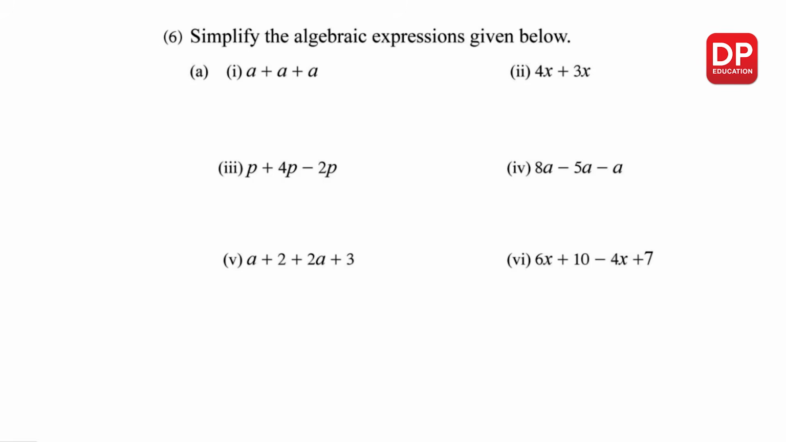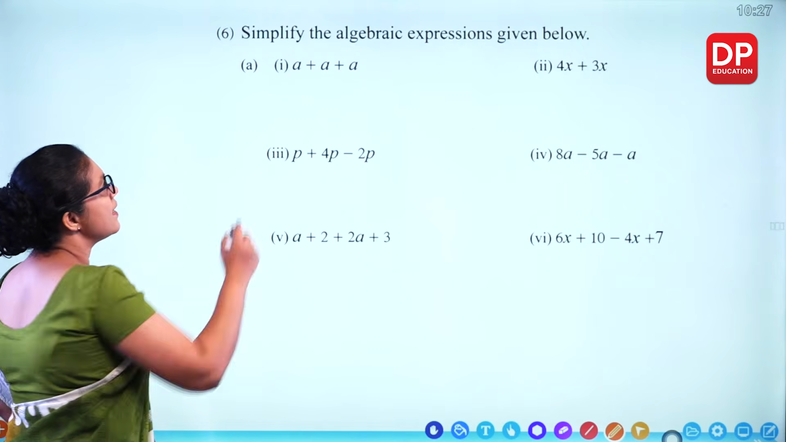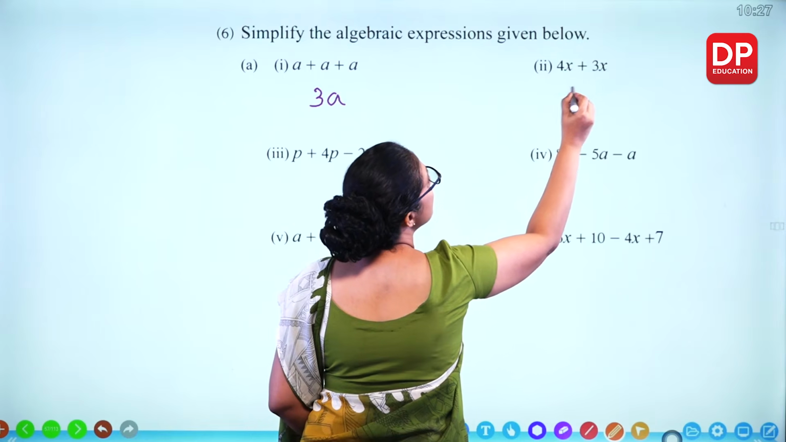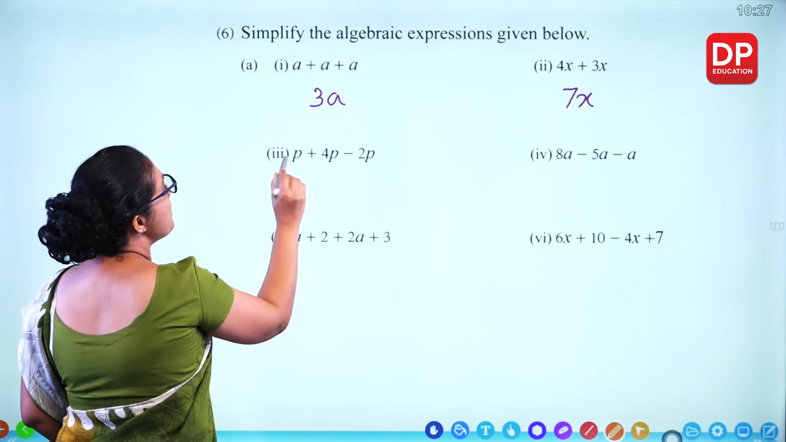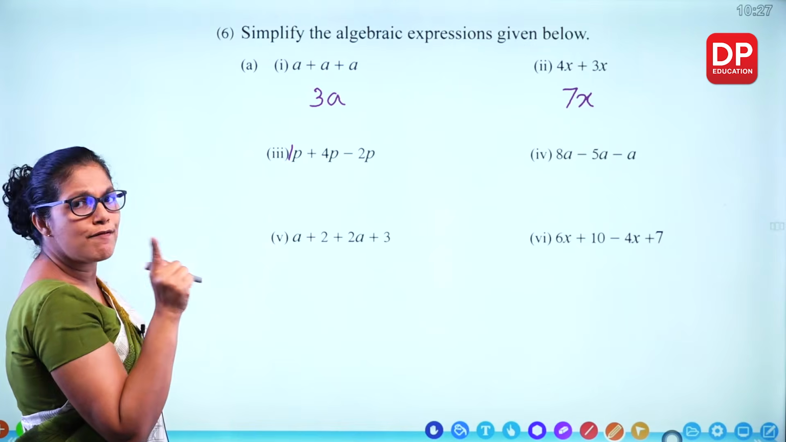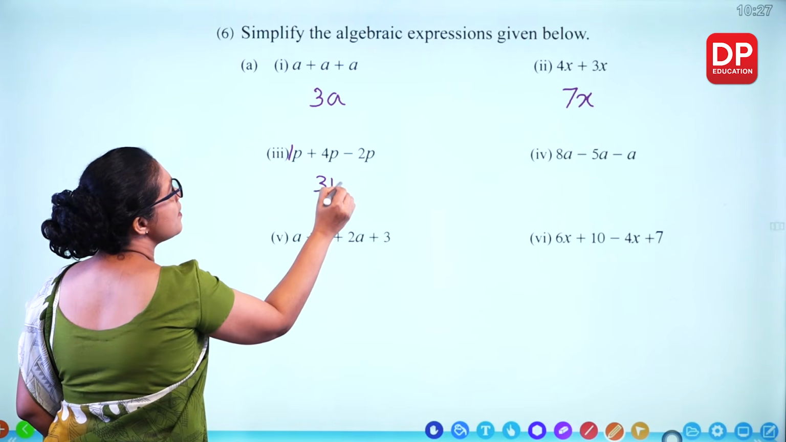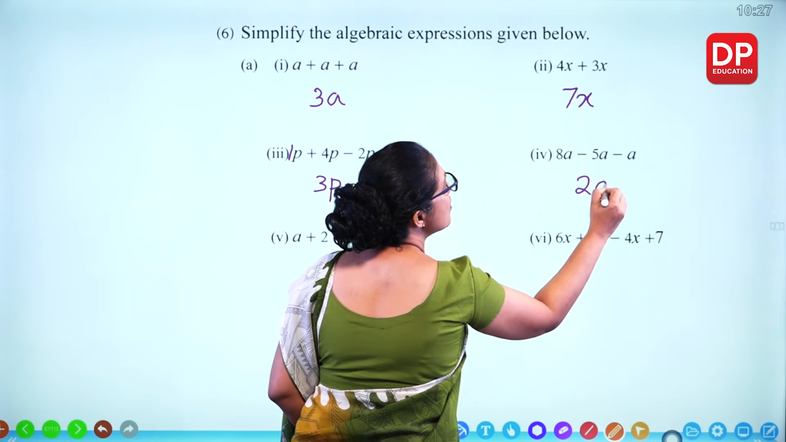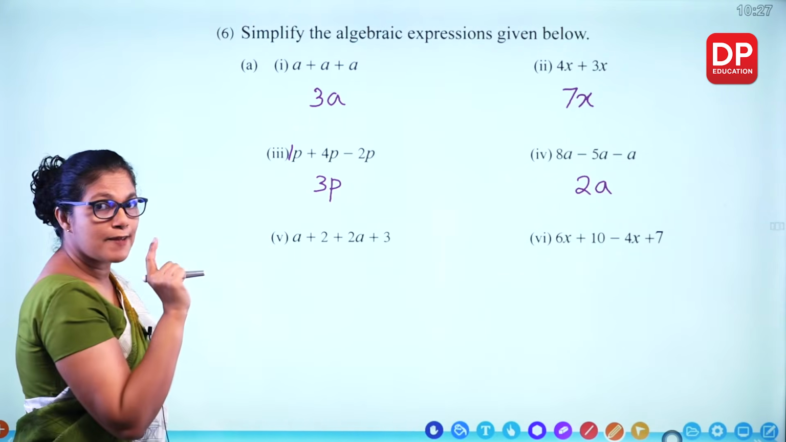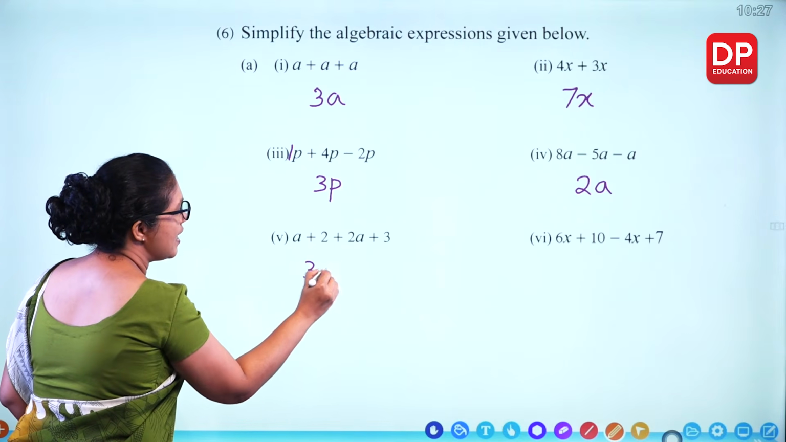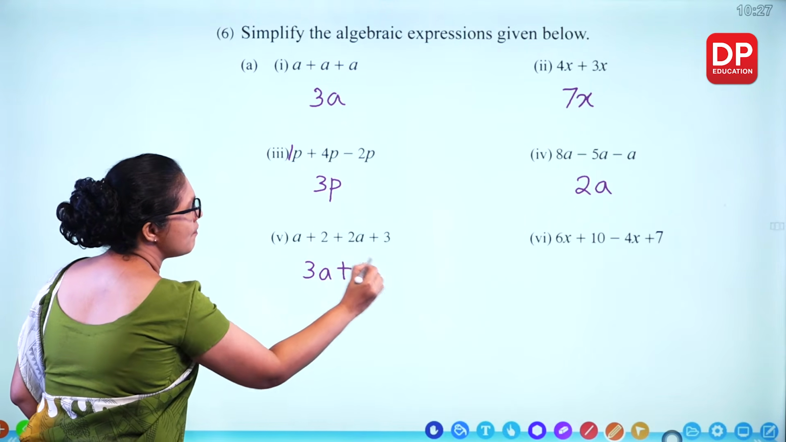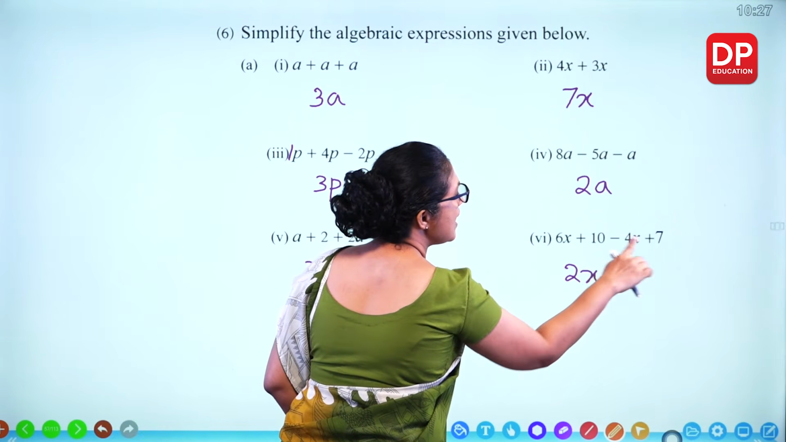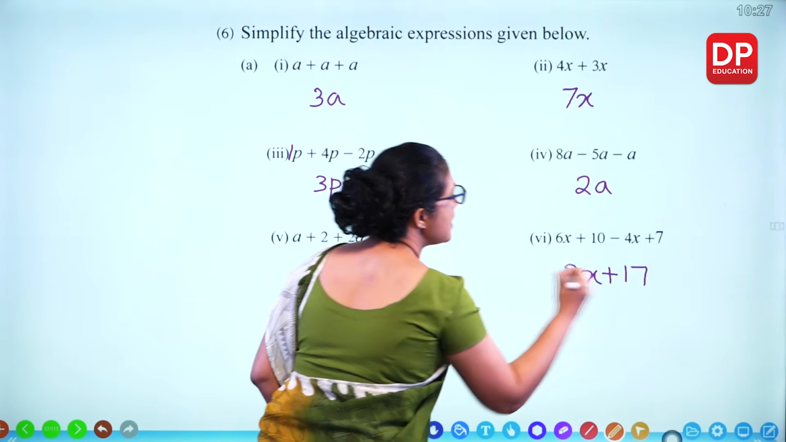Simplify the algebraic expressions given below. So like terms you can add: a and a and a, 3a. 4x and 3x, 7x. P means 1p, 4p, 5p. 5p minus 2p, you get 3p. 8a minus 5a, 3a. 3a minus a, 2a. Here, like terms a and 2a, you get 3a. 2 and 3, 5. 6x minus 4x is 2x. 10 plus 7, 17.